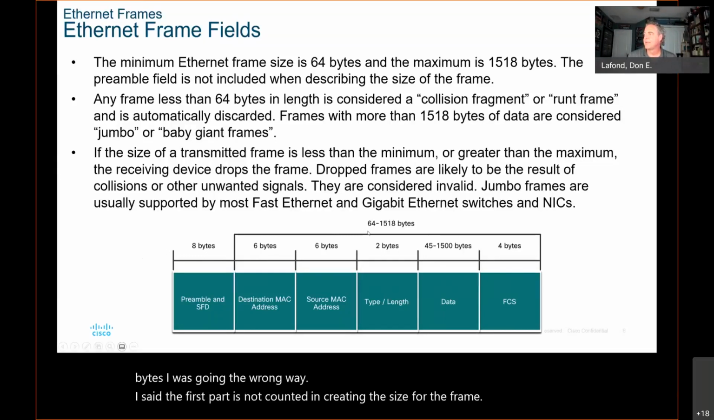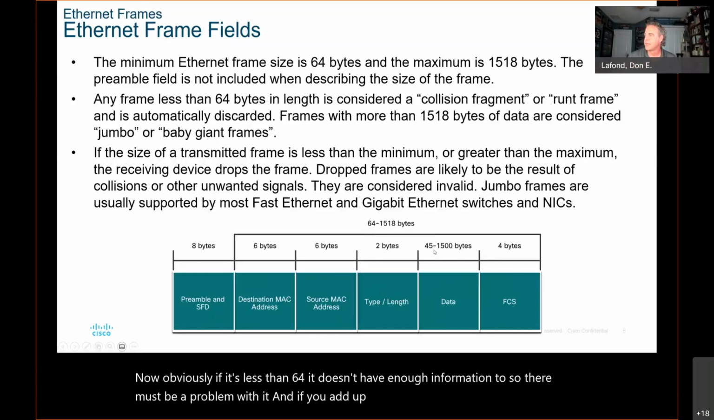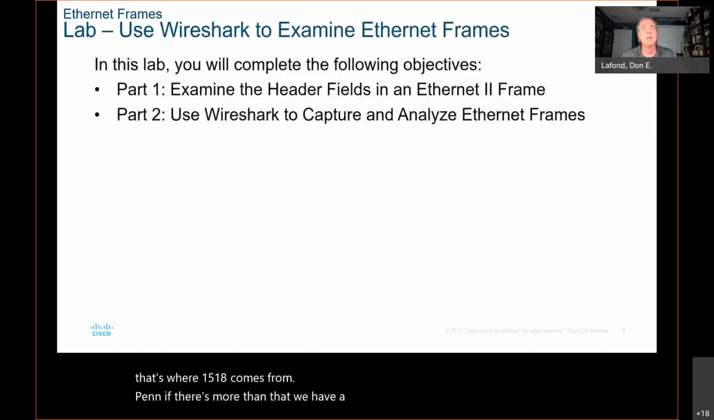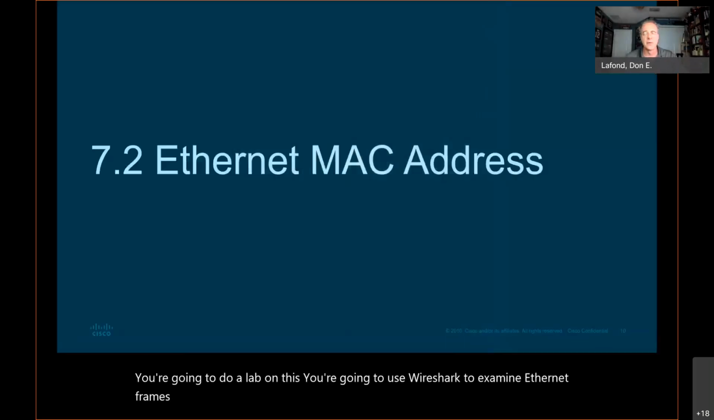Now, obviously, if it's less than 64, it doesn't have enough information so there must be a problem with it. And if you add up 1500 to these other 6, 6, 2, and 4, that's where 1518 comes from. And if there's more than that, we have a problem. You're going to do a lab on this. You're going to use Wireshark to examine Ethernet frames. And I'll let you go learn more about Ethernet frames with that.